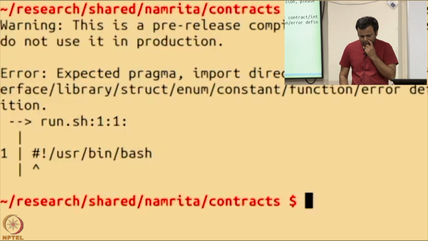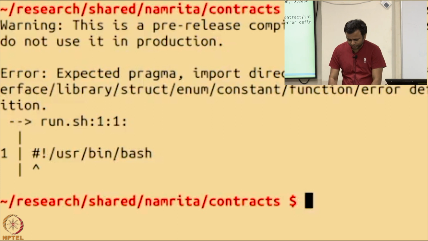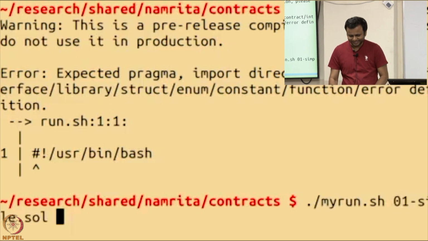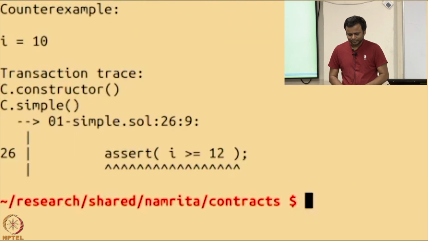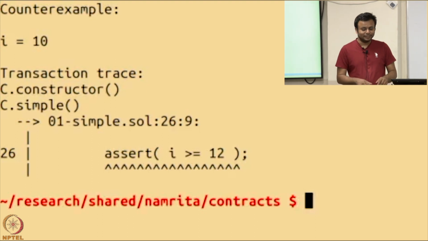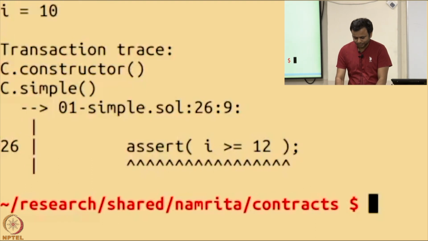So you can basically say, my run.sh, sorry, not run, 01, wrong file, sorry. It said something is wrong with the code, it's saying i greater than, so you can look at the output, sorry.